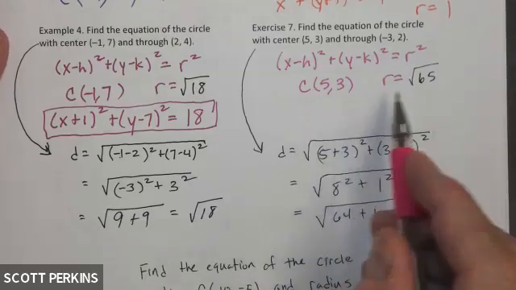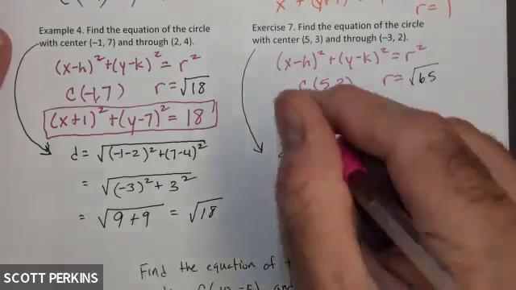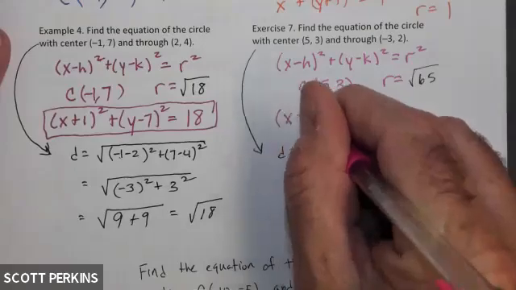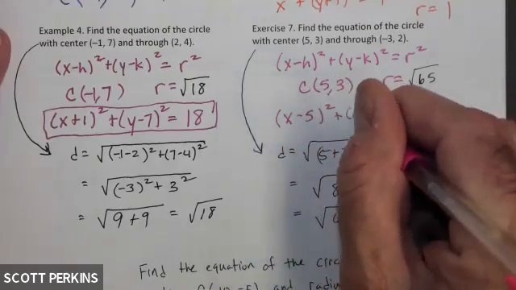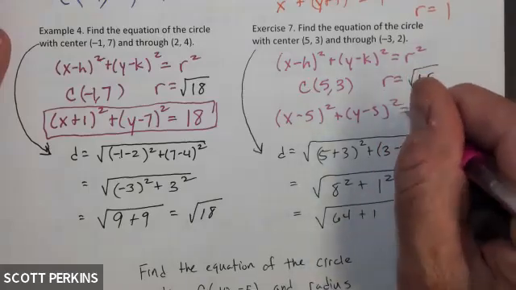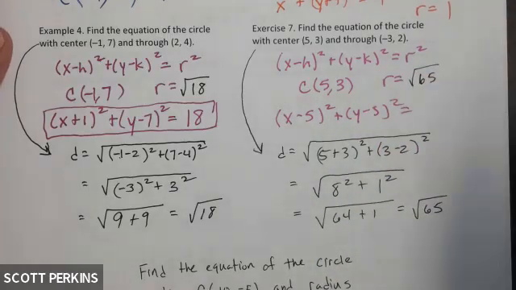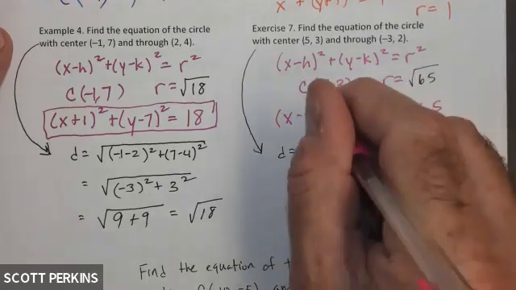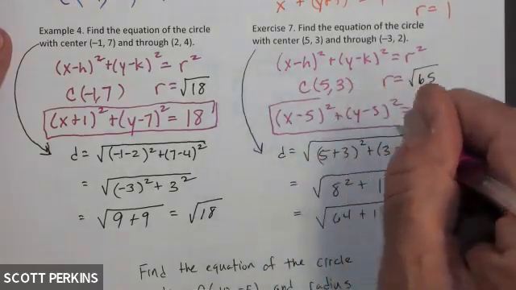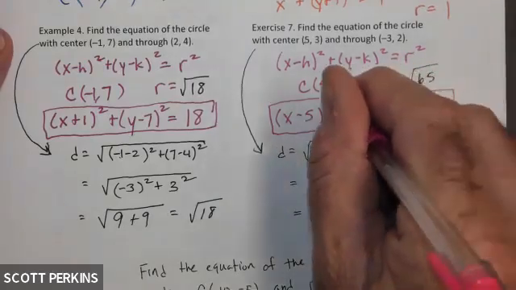So then finally, again, if I gave you this right here, I think everybody would do that just fine. So I've got x minus 5 squared, and then y minus 3 squared is equal to the radius. The square root of 65 squared becomes 65. And there is my center radius form of the circle.